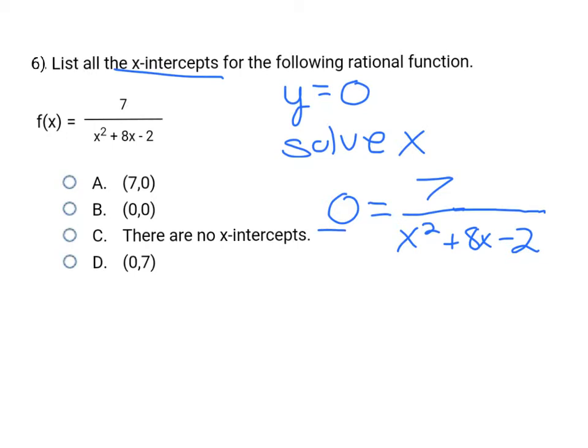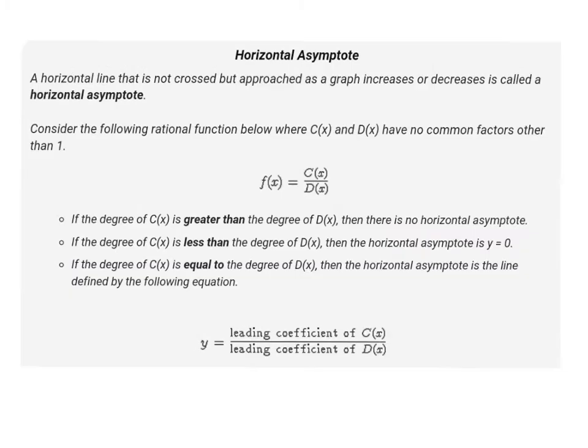So here I'm going to put a 1 underneath my 0 so that I can cross multiply and solve. So here I'm going to have 0 times anything is just 0. So that's just going to equal 0. And then 7 times 1 is 7. And that made my x's completely drop off. And I have a statement that's not true. 0 is not the same as 7. So that means that there are going to be no x-intercepts.